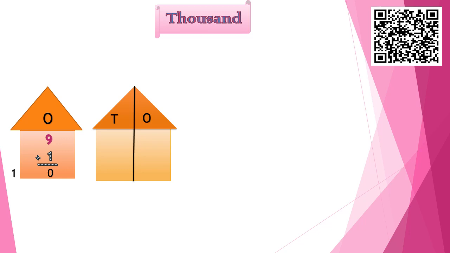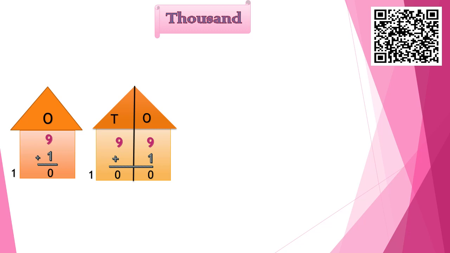But the greatest number inside this house, what are the greatest 2 digits I can put here? The greatest 1 digit is 9. The greatest 2 digits, 99. Okay, because 9 is the greatest digit I can put inside any room. So the greatest 2-digit number is 99. If I add 1 to this number, after 99, it will be 100.